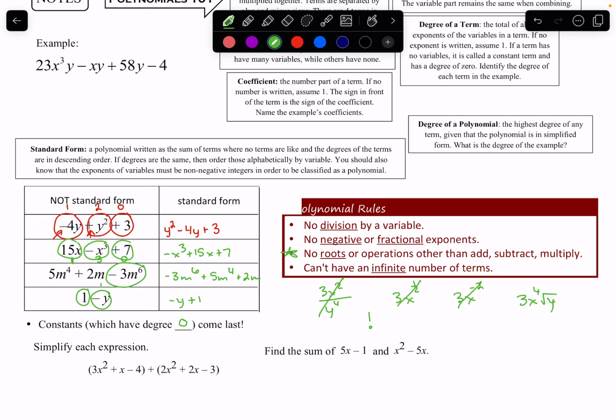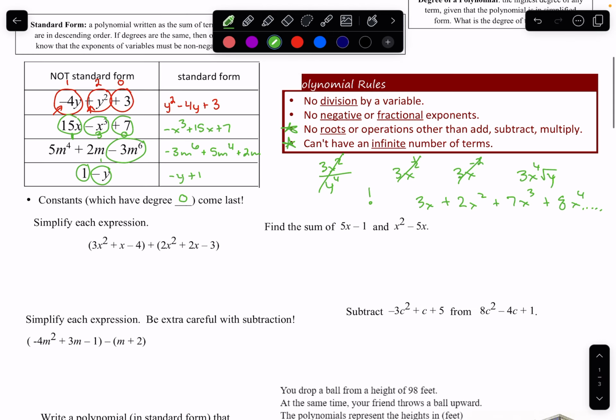And then the last one, you can't have an infinite number of terms. So a polynomial has a number of terms in it. It can't go on forever. I can't have 3x plus 2x squared plus 7x cubed plus 8x to the fourth and so on forever. It has to stop at some point, okay?